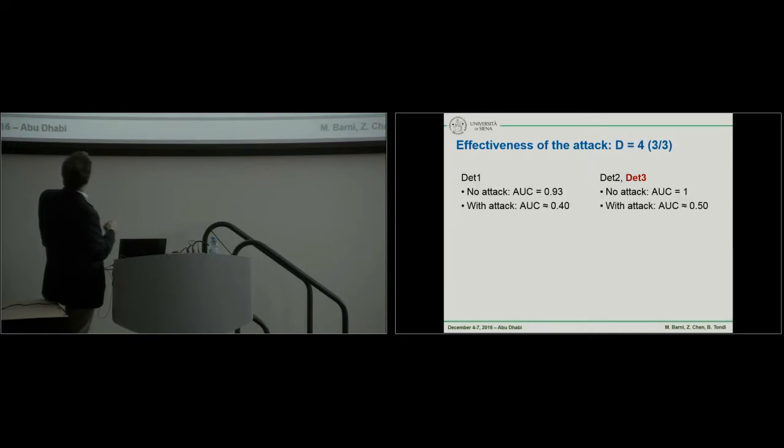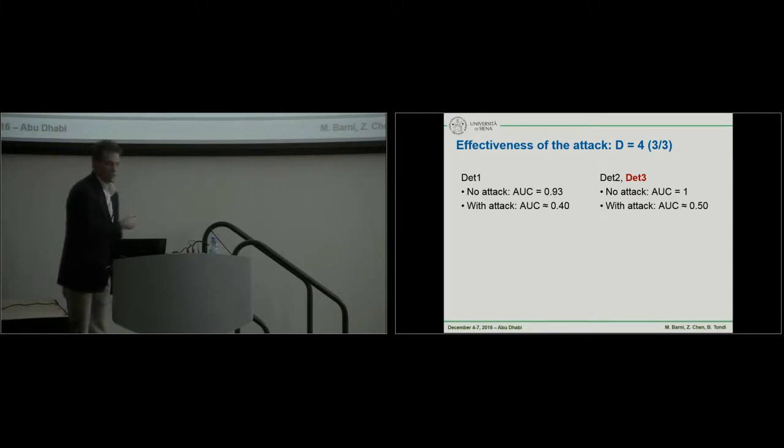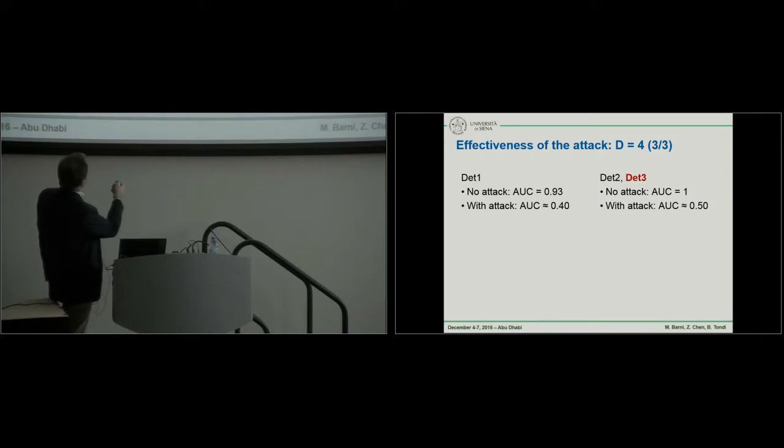You see the attack is very successful because for the first classifier, without attack, the AUC was 0.93, and with the attack, the AUC with all three search methods is 0.4. So basically this is a random guess. The same for the other two detectors. Without attack, the AUC was equal to 1, so perfect classification, but with the attack, the AUC drops to 0.50. So basically this is a random guess. But from now on, I will consider only the third detector because with attacks, this is the one that performs better. For the others, everything is similar.